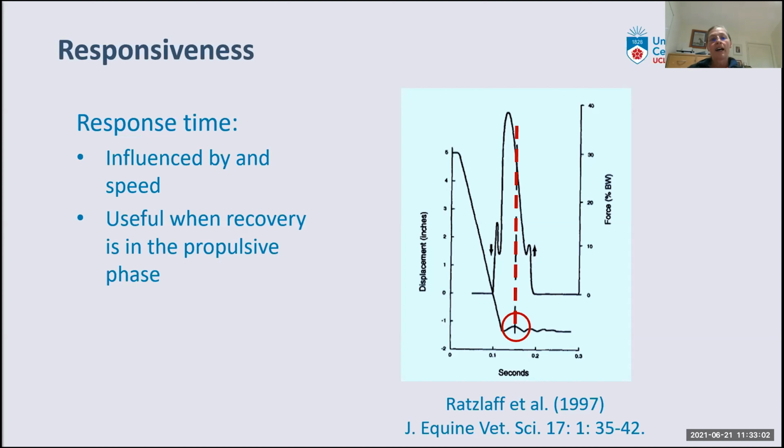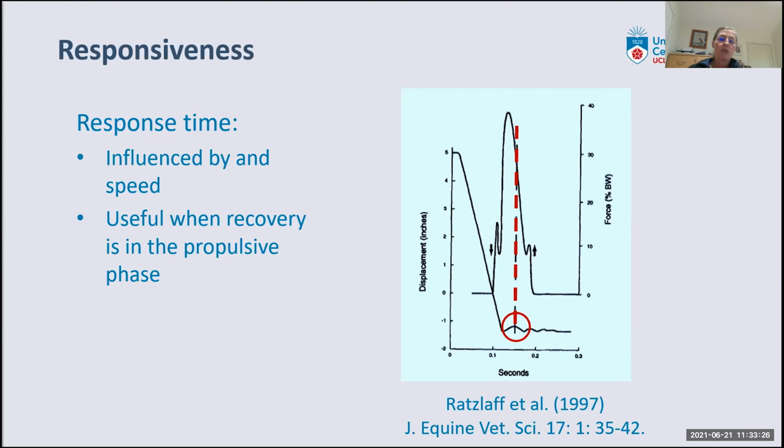If it occurs after the horse has left the ground, then it's obviously not going to be very helpful at all, or it might not occur at all if it's a very deformable surface that's very plastic in the way it behaves. It will probably absorb an amount of force, but not provide any recovery.